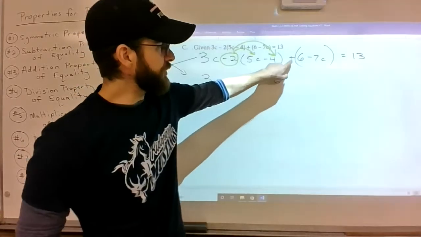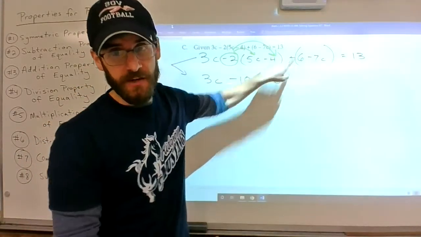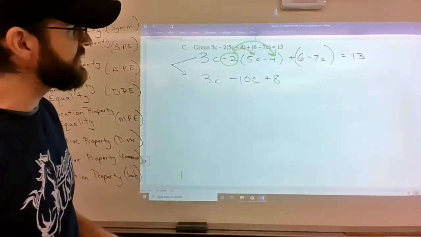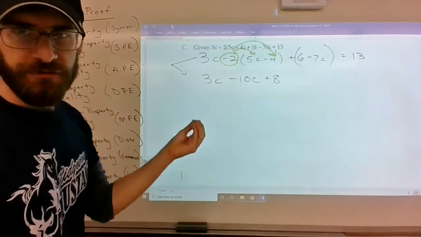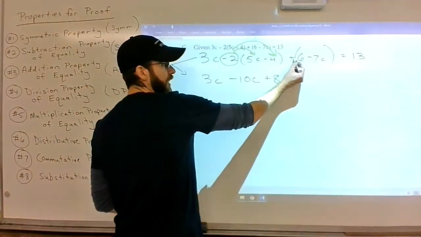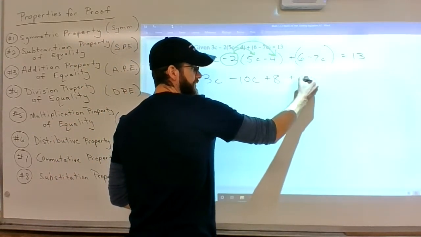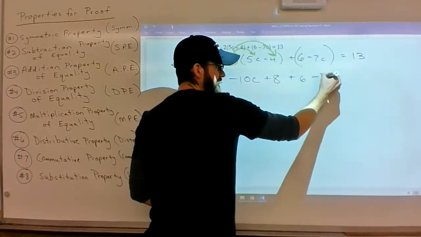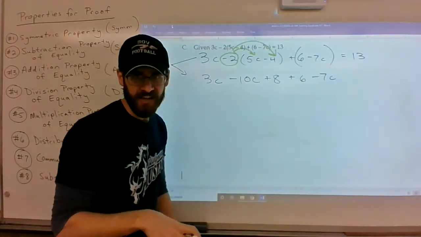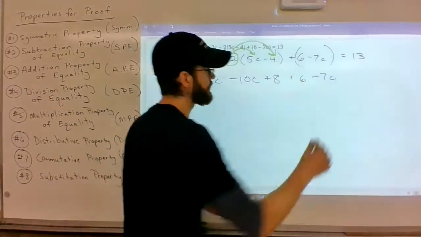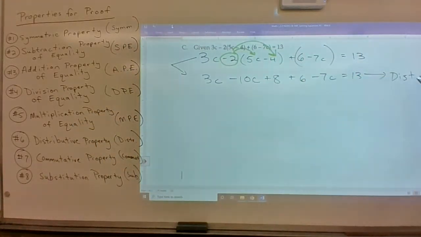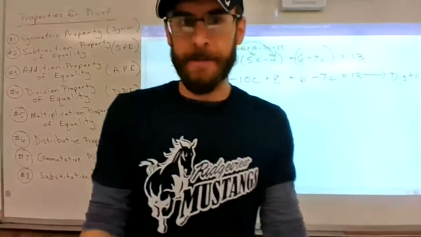All right, now I taught you guys last chapter that if it's just a plus here, just a plus in front of the 6 minus 7c, you distribute a positive 1. So positive 1 times 6 is positive 6. Positive 1 times negative 7c is negative 7c. It doesn't change anything inside the parentheses when it comes out of parentheses. So that was the distributive property.